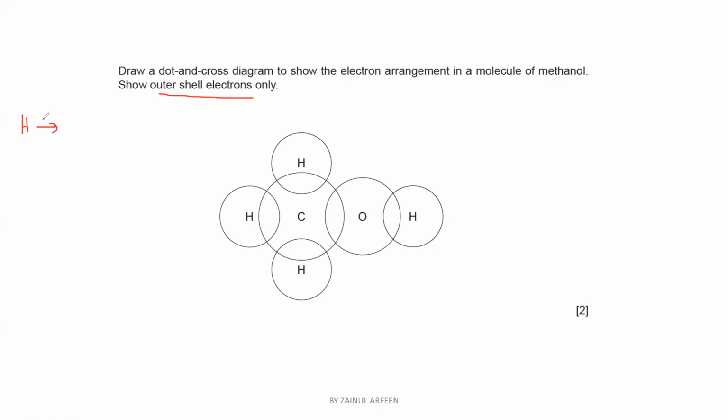So when you check hydrogen, each hydrogen will share 1. Oxygen belongs to group 6, so it will share 2, and unshared will be 4. And carbon belongs to group 4, so it will share 4 electrons and there will be no unshared. So you can start this figure.